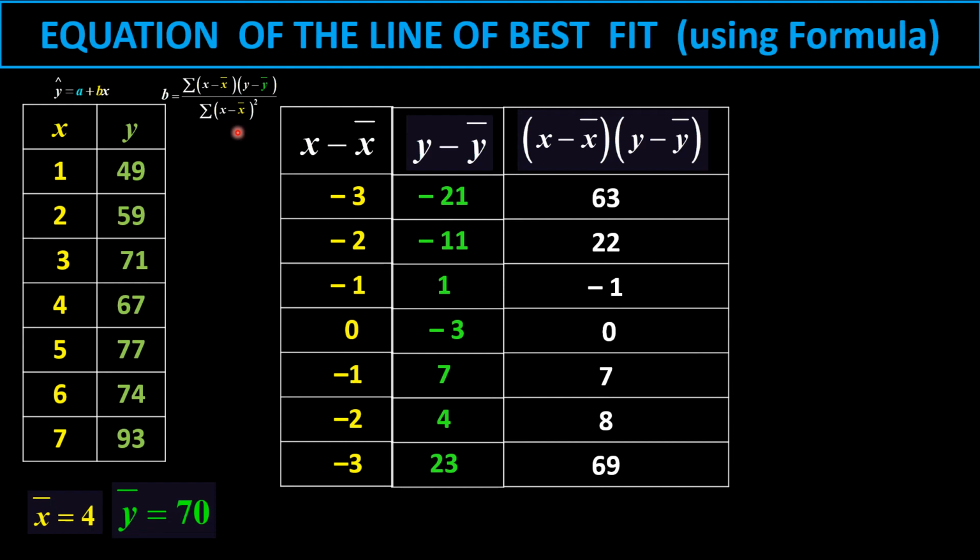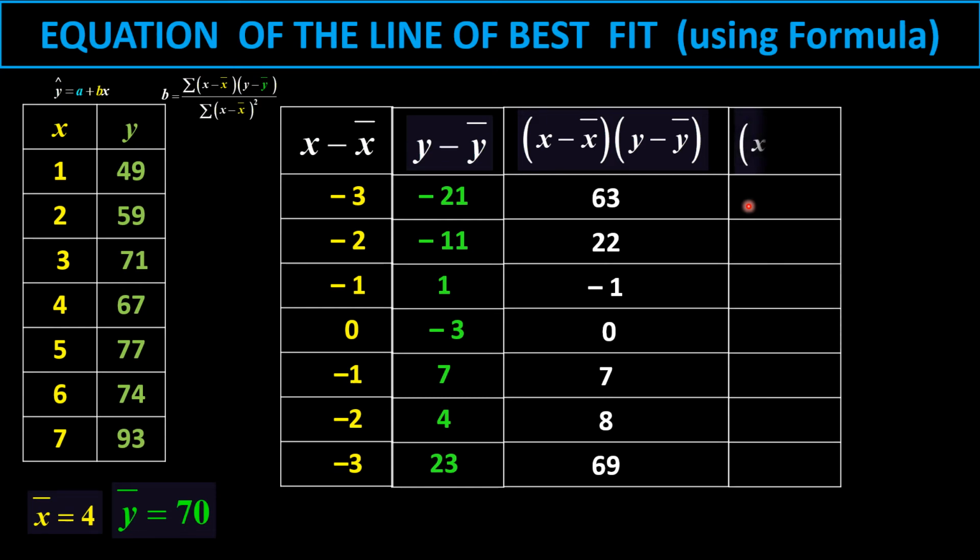We need to find this first column and it needs to be squared. Negative 3 squared is, so that's what we need to do. That should be easy. That is 9, that's 4, and that's 1, and that's 0, and that's 1, and that's 4, and that is 9. So we can calculate all these squares there. So there we've worked out those.